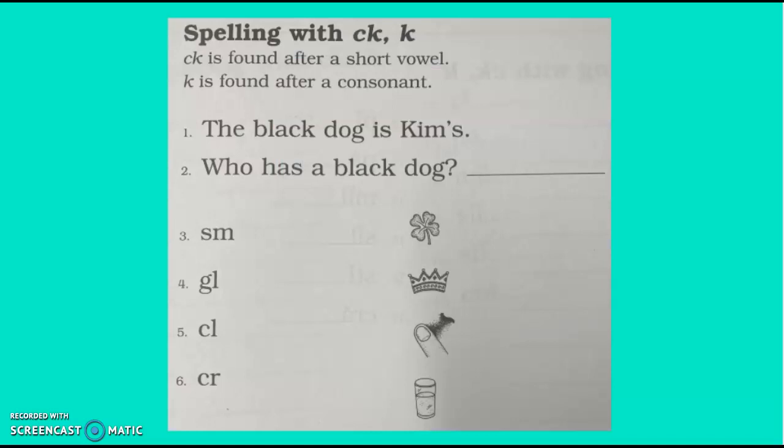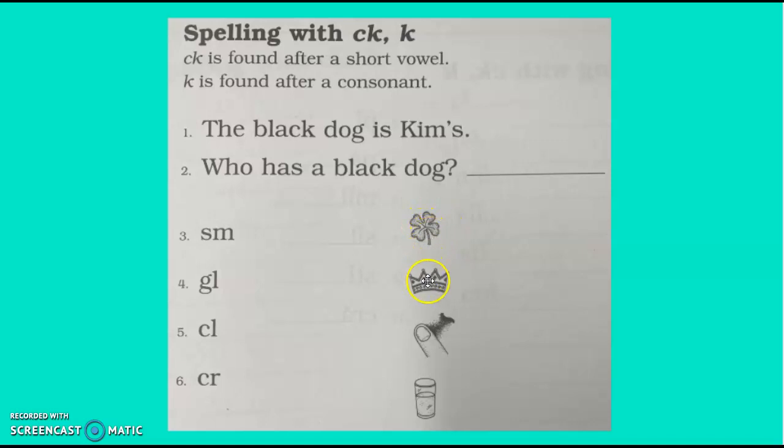Number 1. Follow along with your finger. The black dog is Kim's. Repeat this sentence after me. The black dog is Kim's. Who has a black dog? Write your answer on the line. Let's look at the pictures.